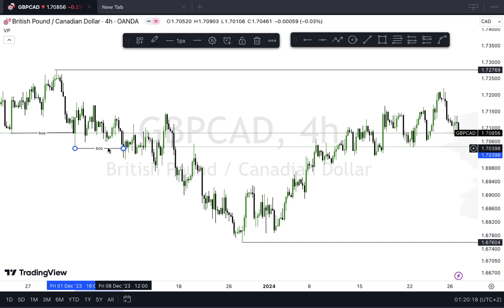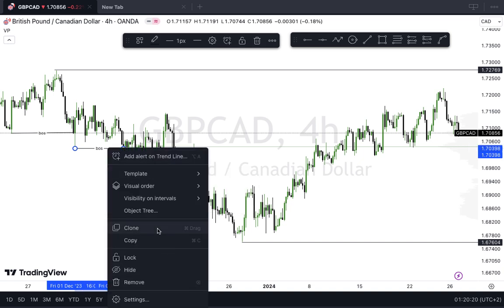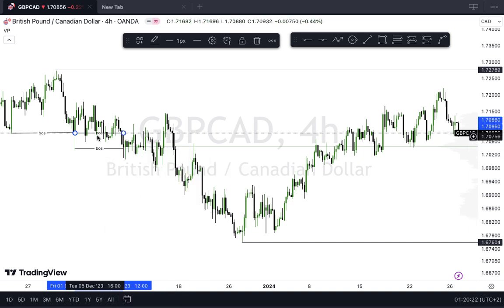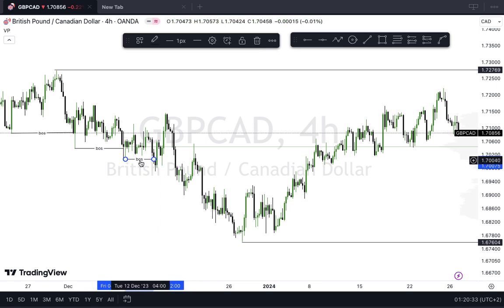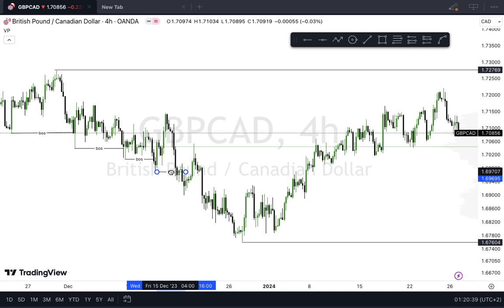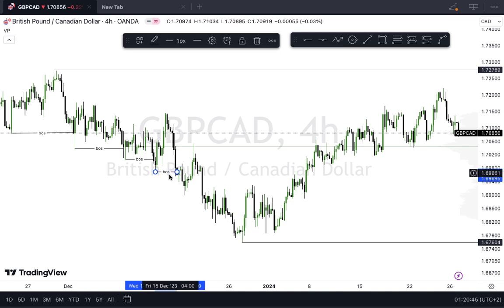So we have to make sure that we mark out everything. We have to make sure that we mark out all of our structures that got broken, just to indicate that there is a change in market direction. There is a market structure shift, you understand. So we have to just mark out our break of structures, just like that.